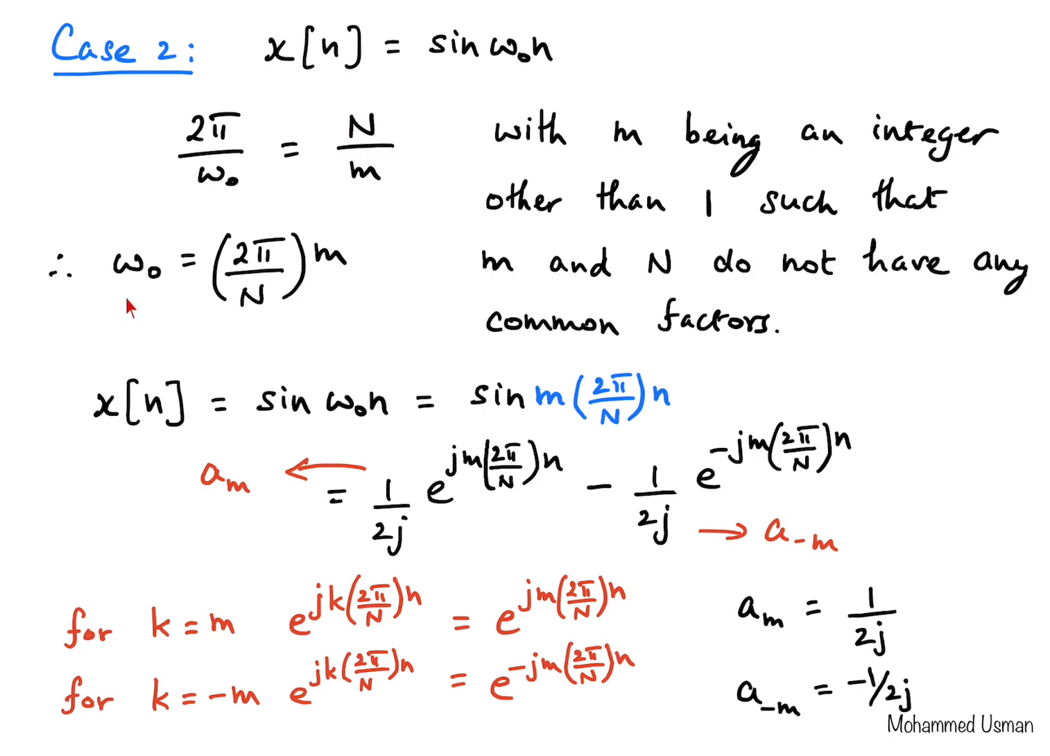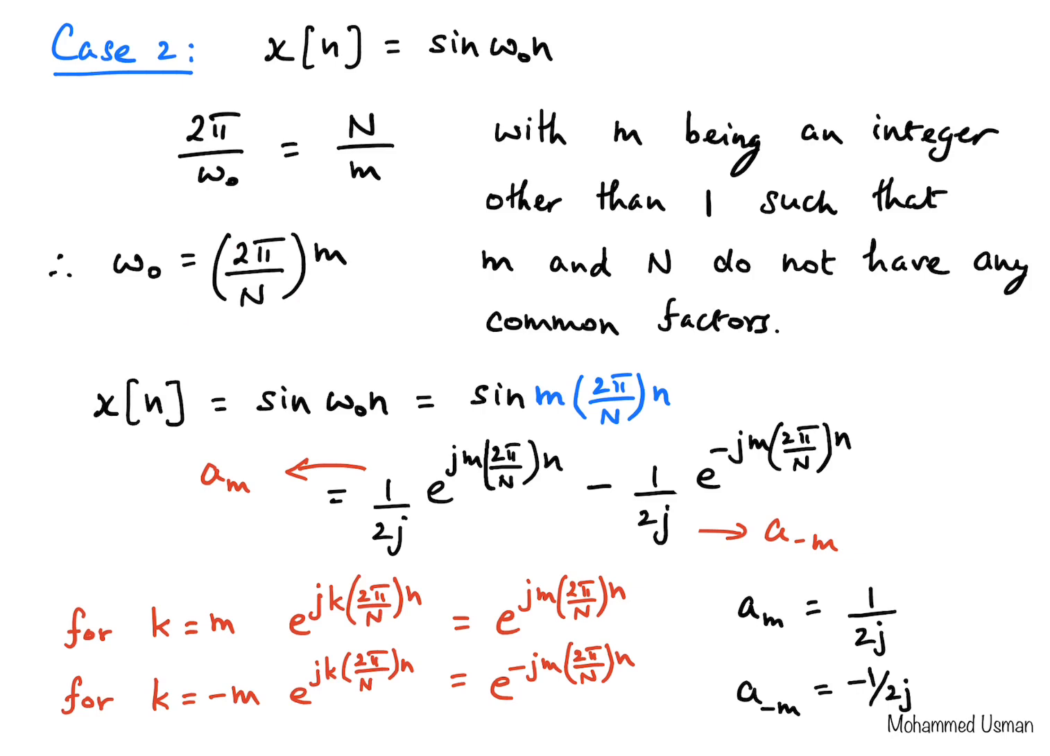So in that case, the fundamental frequency omega naught becomes an integer multiple of 2 pi by n. If this m is some integer other than 1, then the fundamental frequency omega naught is 2 pi by n times m. So it's an integer multiple of 2 pi by n. Okay, that is what we are trying to say.